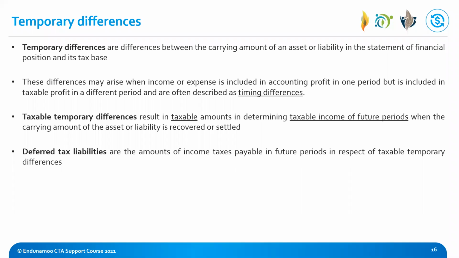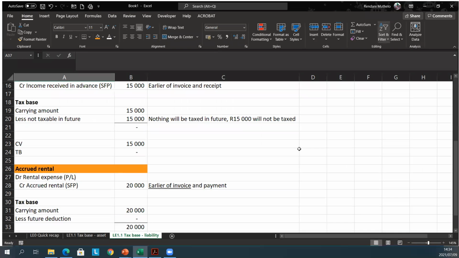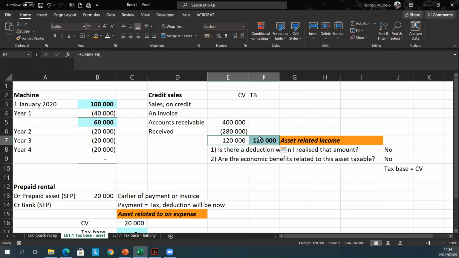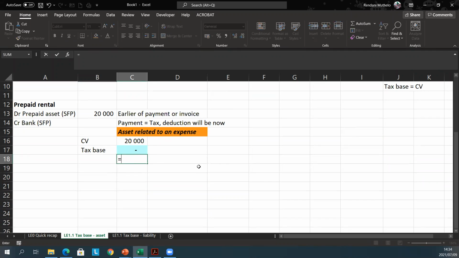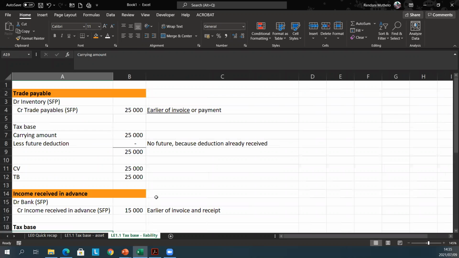Now, if we go back to our examples, we will see that here there was no temporary difference. Here there was no temporary difference. Here there was a temporary difference, because there is a difference between what accounting is saying and what tax is saying. Okay, so that is a good start. Let us then look at the next example to entrench these principles.